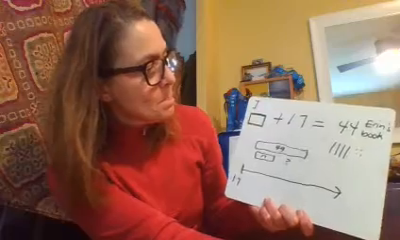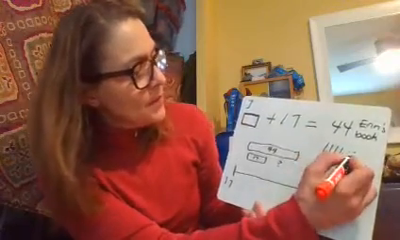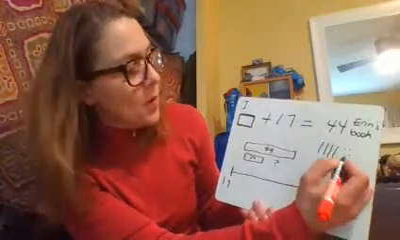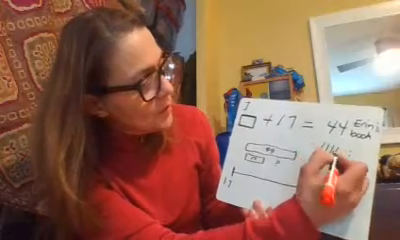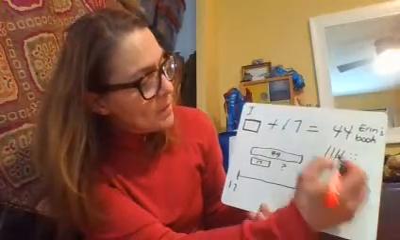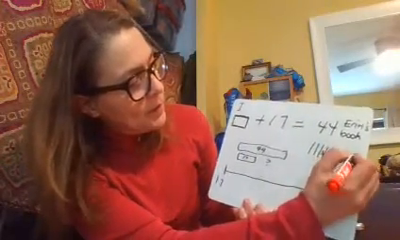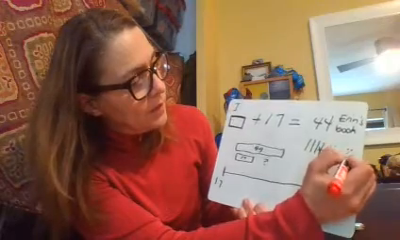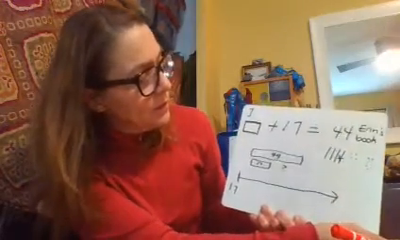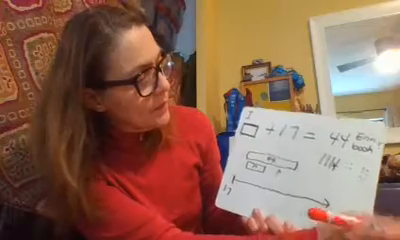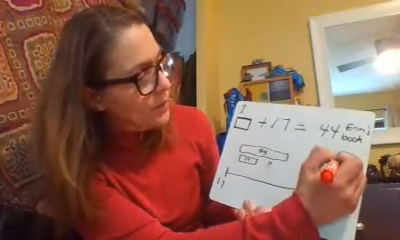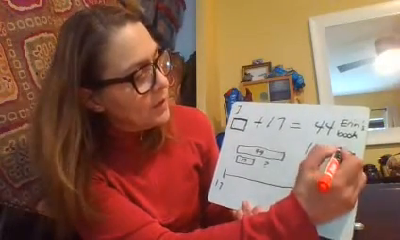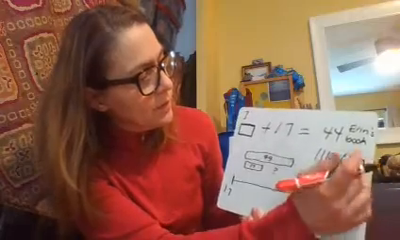Okay, so we see that you can't take away 7 from 4, so you're going to have to do a little bit of regrouping. So you're going to pull in another 10 into the ones, and now you can take away the 7. So 5 plus 2 is 7, and you take that away.